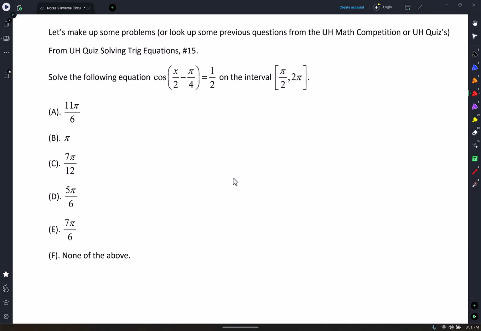It says solve the following equation on the interval pi over 2 to 2 pi. You don't need a calculator. By the way, this is a very famous question. These types of questions come out all the time in the UH math contest. All right, here we go. I'm going to start off by just writing the expression.